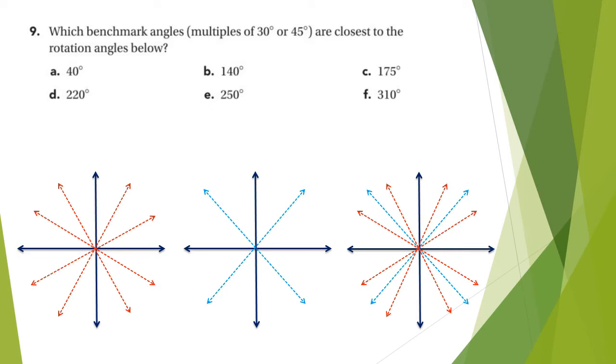In the first question I'm asked to think about benchmark angles, multiples of 30 or 45, and which benchmark angles are closest to the rotation angles that I'm given. So I'm going to go ahead and make a diagram here where I'm showing the different benchmark angles. And you'll notice that the red benchmark angles here are 30s. And I'm going to put these on the bigger diagram here.